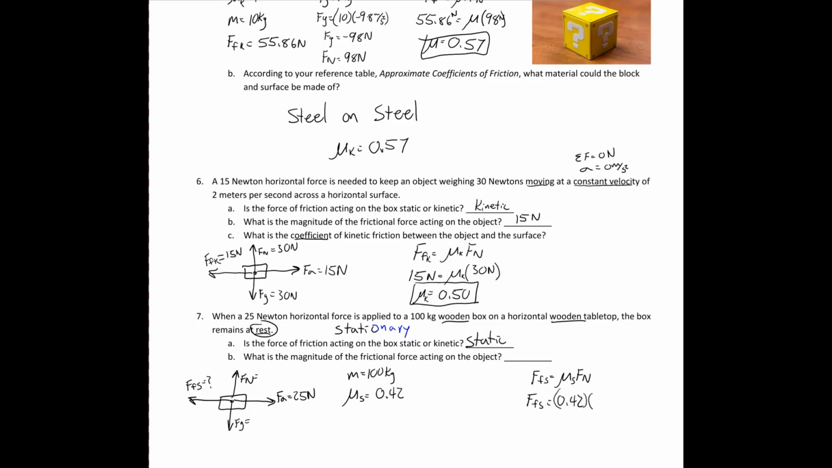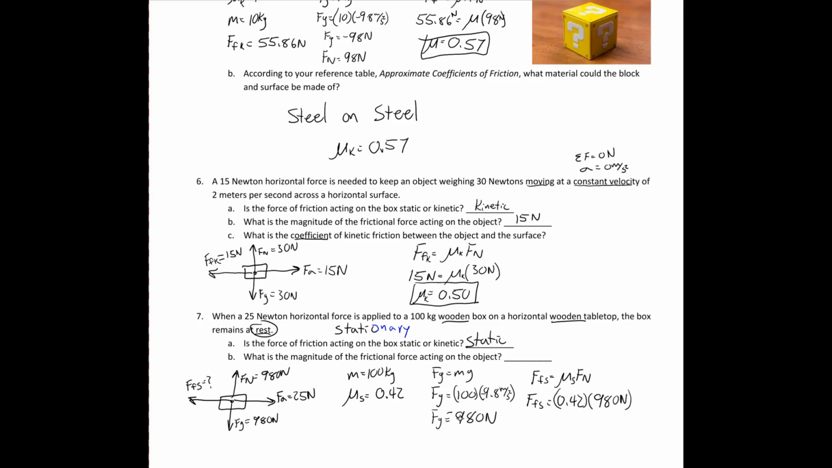Again, we don't know what the normal force is yet because they tell us what the mass is. So we have to do Fg is equal to mg first. Hopefully you did that first instead of working backwards. 100 kilograms times 9.8 meters per second squared. So Fg is equal to 980 newtons. So the normal force is equal to 980 newtons as well, because they are balanced out in our free body diagram here.